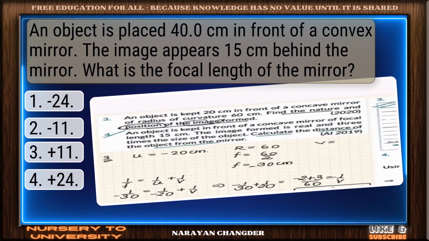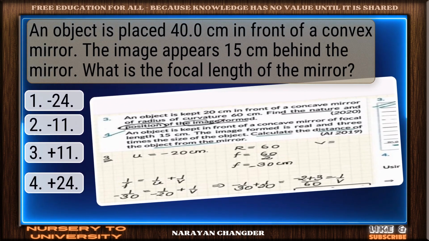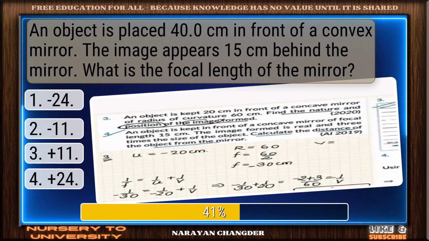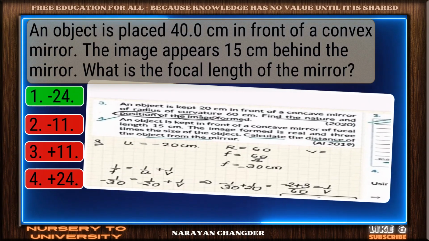An object is placed 40 cm in front of a convex mirror. The image appears 15 cm behind the mirror. What is the focal length of the mirror? Excellent choice. 24 is the right answer.